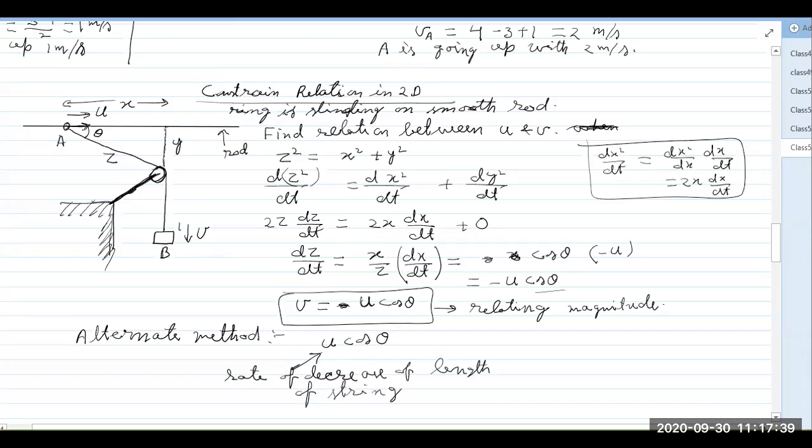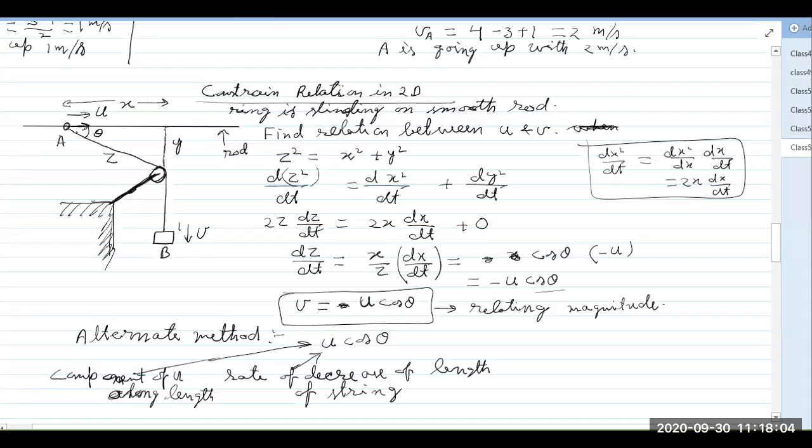This u is given, and this component of u along the length we have found. This is the component of u along length. Okay, so at this rate the length will decrease.